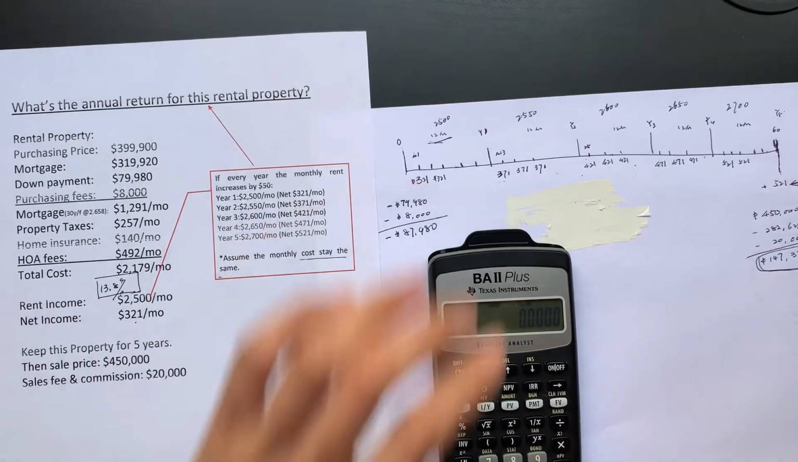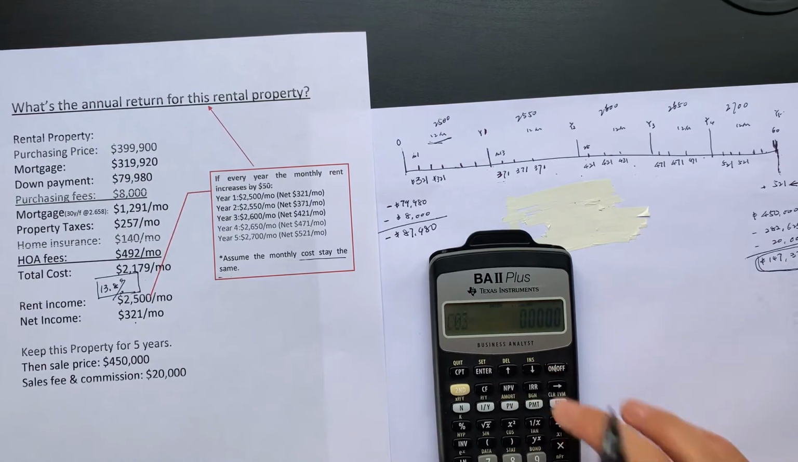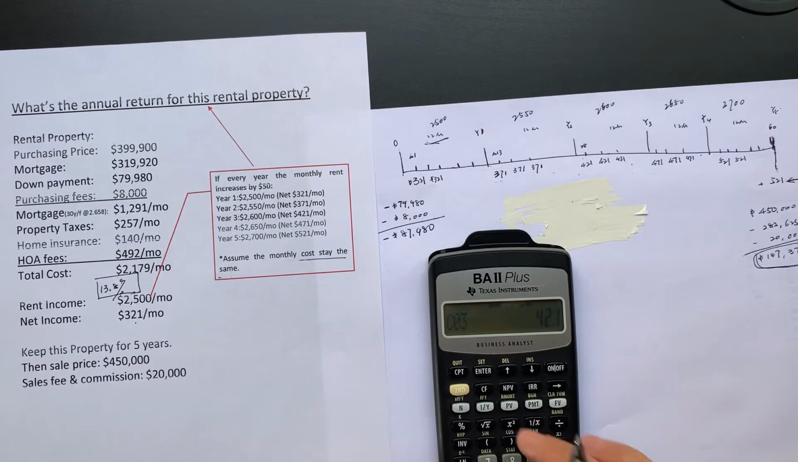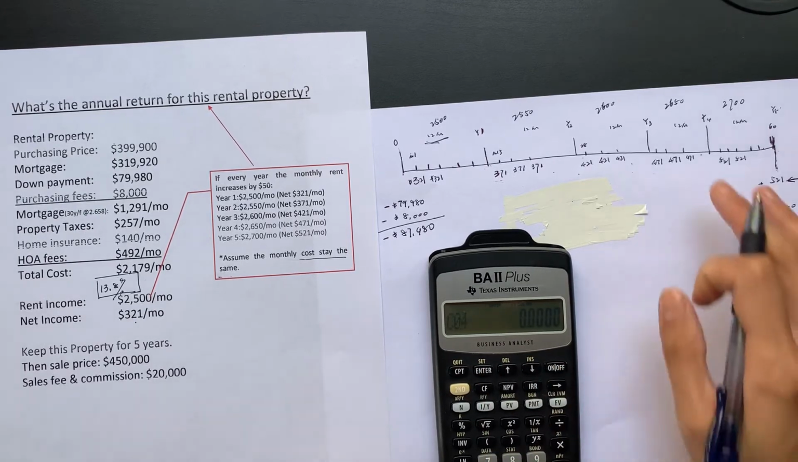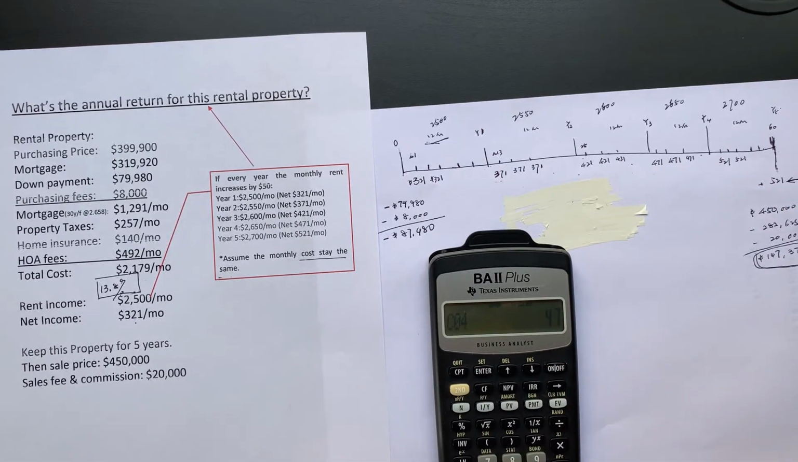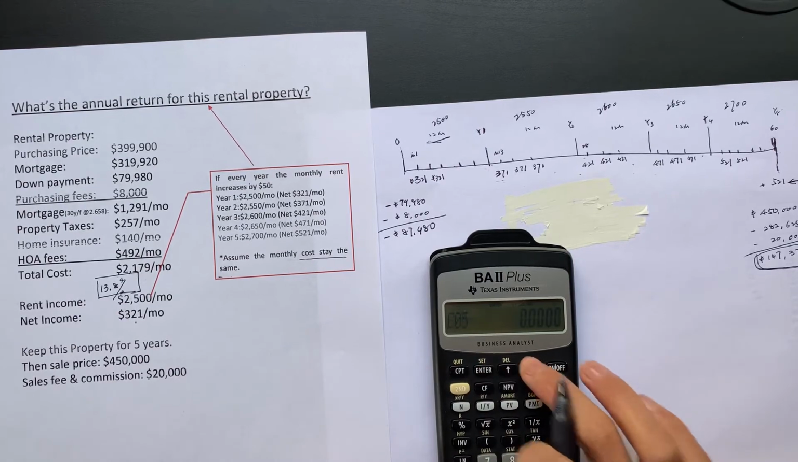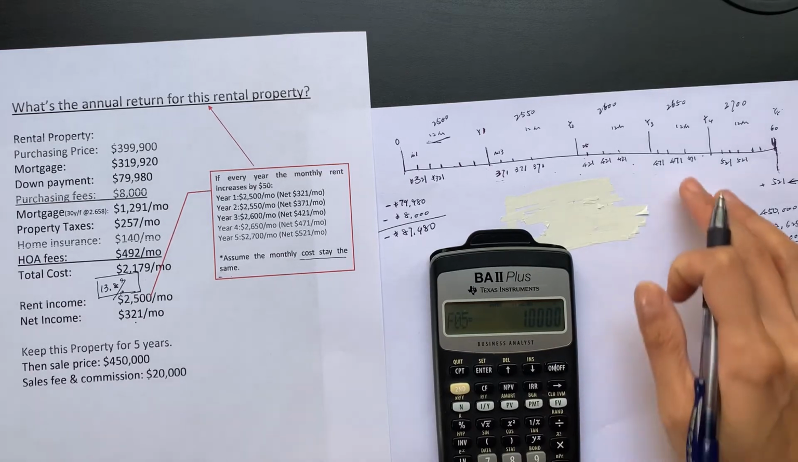Then the second one is 371. Enter, for 12 as well. Enter. Then the third one is 421. Enter. Then 12. Enter. Then the fourth one is 471. Enter. Then 12 as well. Then the fifth one is 521. Enter.